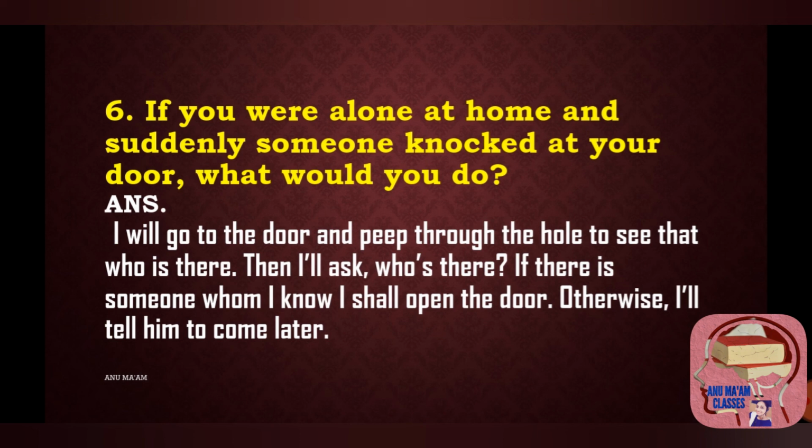And children, you should do this only, okay? Because you should be careful all the time when you are alone at home, okay? Do not open the door for strangers.